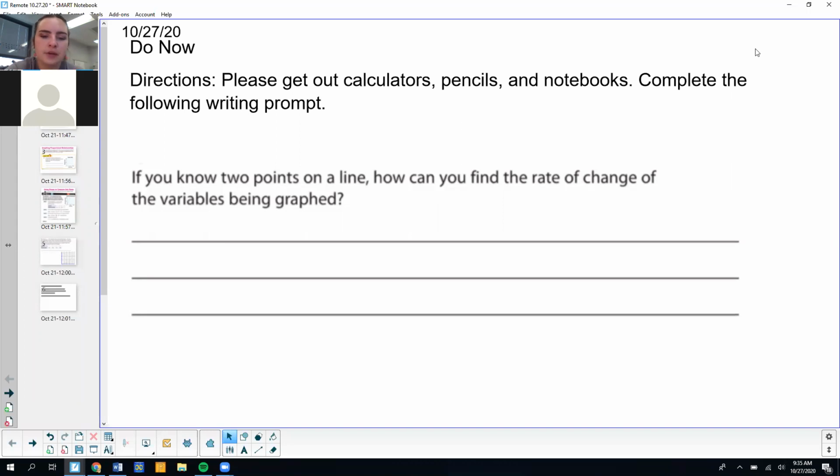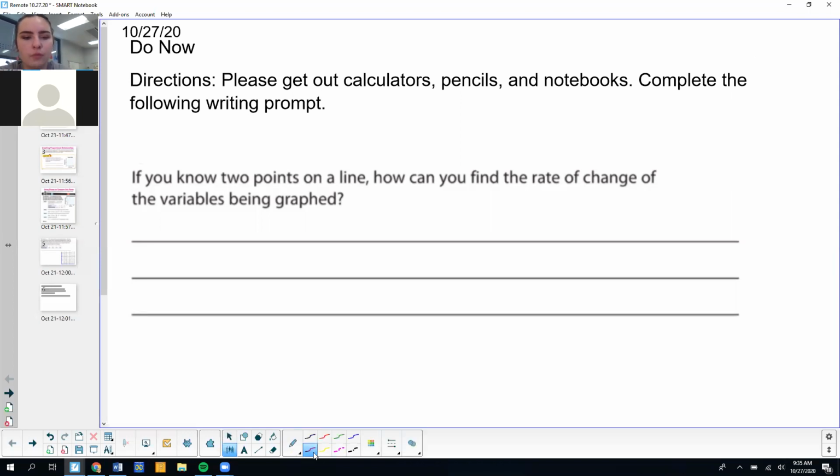So directions, please get out calculators, pencils, notebooks, complete the following writing prompt. This says, if you know 2 points on a line, how can you find the rate of change of the variables being graphed? This is what we've been discussing the past few days, talking about rate of change. We did a little bit on Thursday of last week, and we talked about this yesterday. I just wanted to see if you were able to put in your own words what we've been discussing.